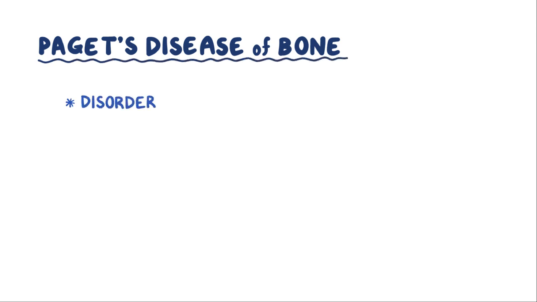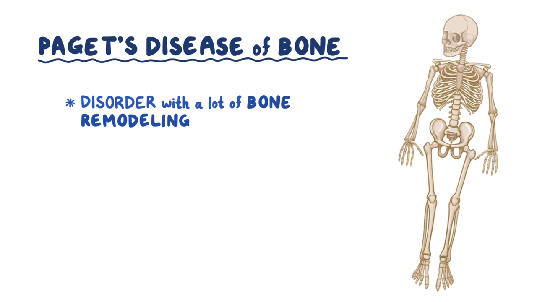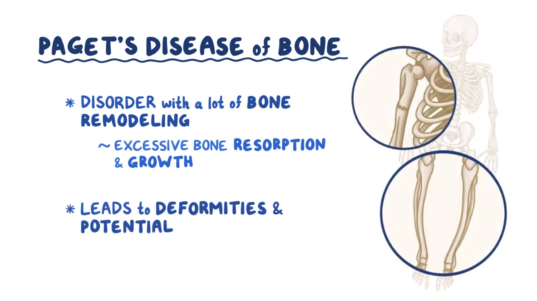Paget's disease of bone is a disorder in which there's a lot of bone remodeling that happens in some regions of the bone. Typically, there's excessive bone resorption followed by excessive bone growth, and that leads to skeletal deformities and potential fractures.